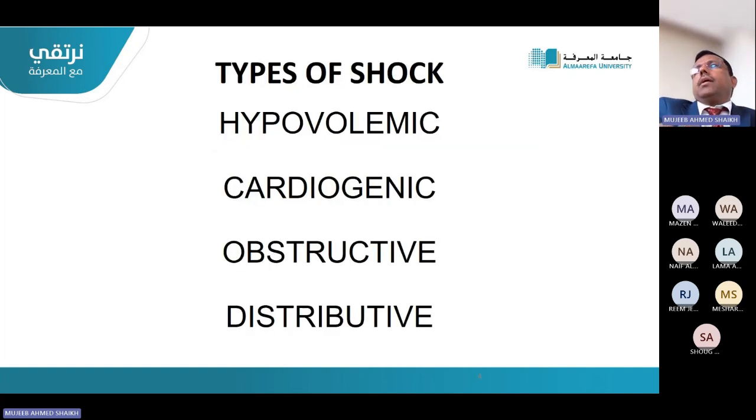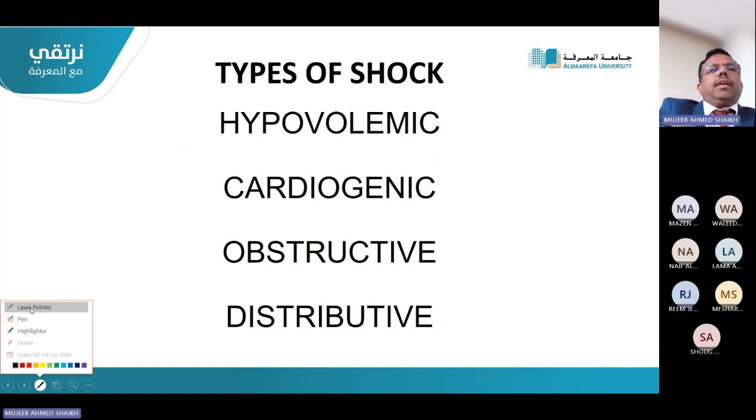So as I told you, the shock could happen due to loss of blood or volume, blood or plasma, either of it. So it is called hypovolemic shock. Or it could be due to abnormal or slow or weakness of the heart. This is called cardiogenic shock. Or it could be any problem in the circulatory pathway. It is not throwing the same amount of blood to the tissue. This will lead to obstructive shock.